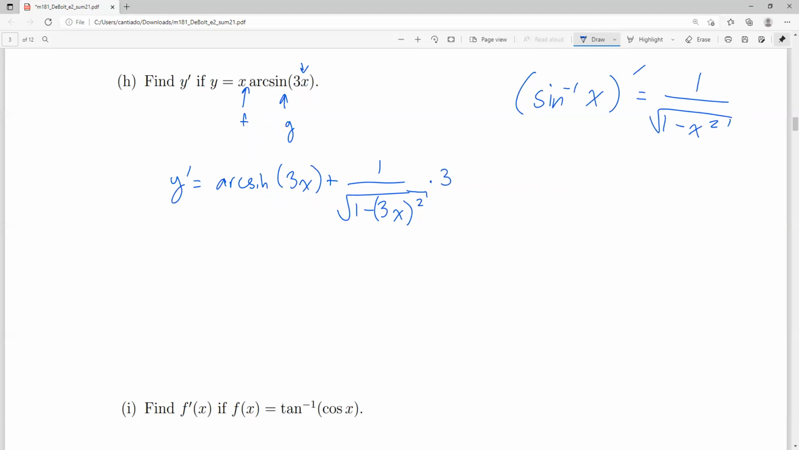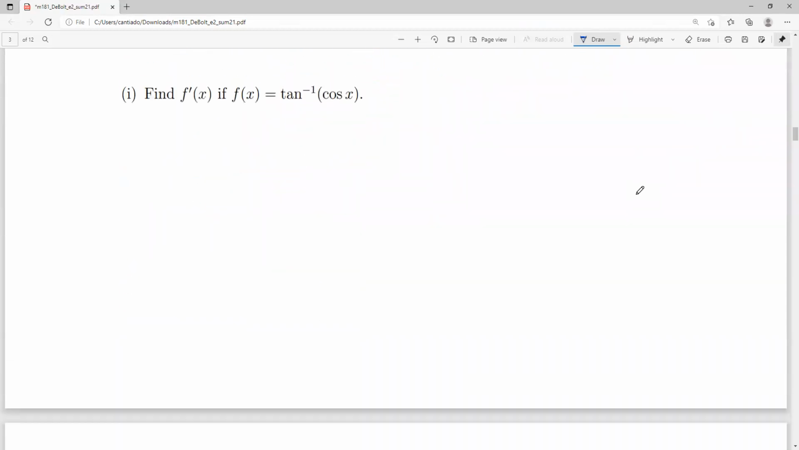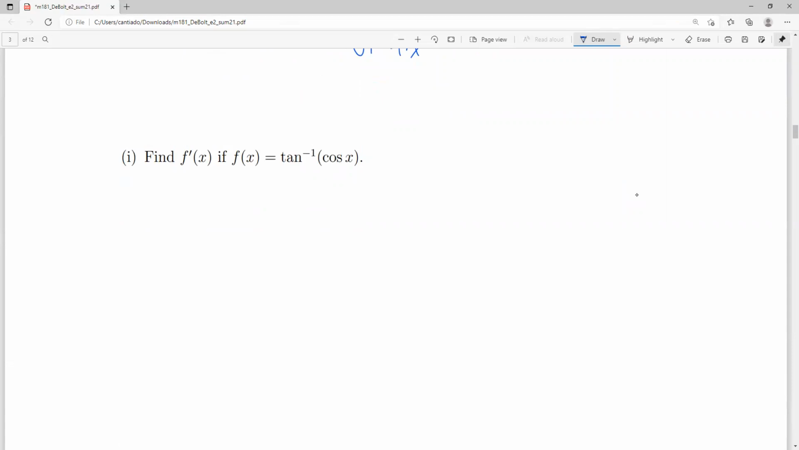Now that was just the derivative of g. So now we have to multiply it by f, which is just x, right? So if we go ahead and simplify this out, we have arcsine of 3x plus 3x all over the square root of 1 minus 9x squared, right? And that right there is our derivative. So this is starting to introduce the inverse trig functions. And then if we take a look at I, we've got chain rule again, except this time it's with an inverse trig function.